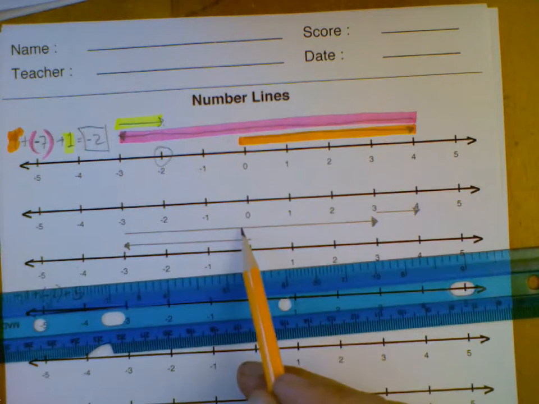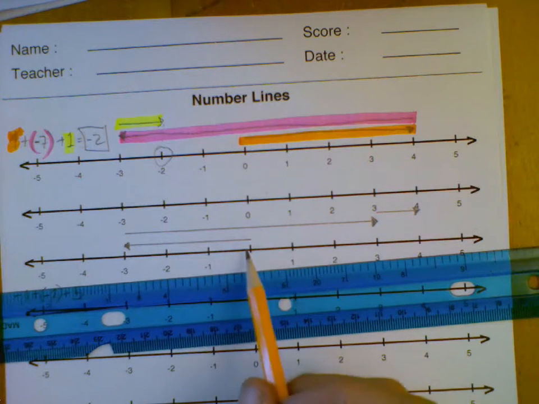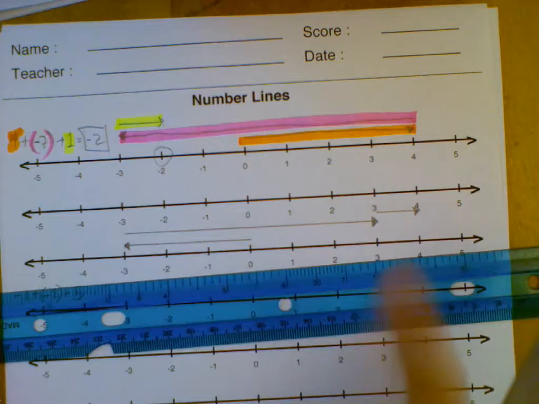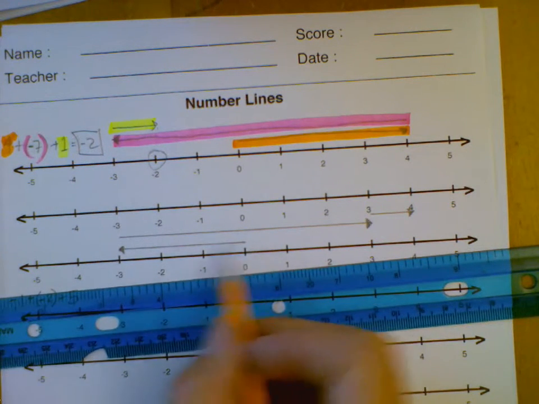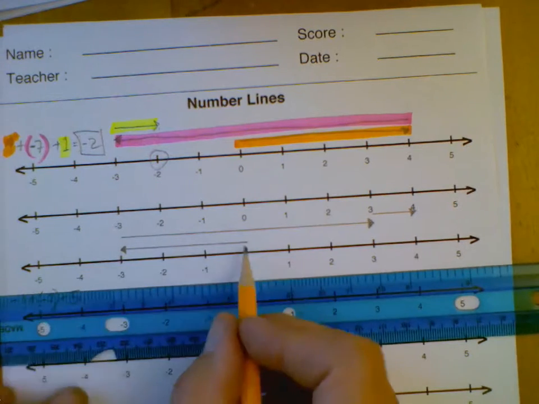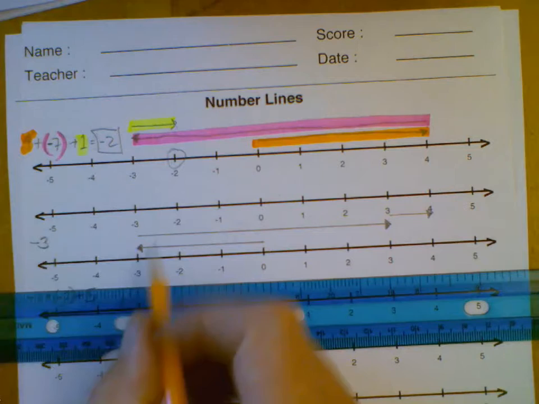Sometimes you're given arrows and you're asked to write, well, gosh, what problem is this? Well, I have 3 arrows. That means I'm going to have 3 integers. I always start at 0. So this first one, I start here and I end at negative 3. So this arrow right here, negative 3. And then I pick it up here.